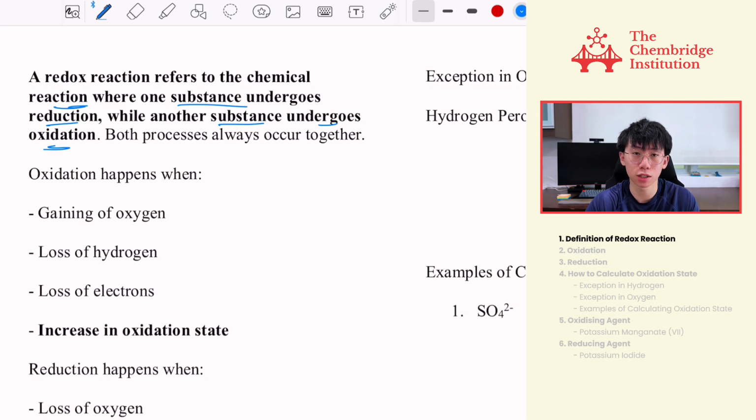So when we are answering questions that ask, how do you know this is a redox reaction? You have to explain, this is reduced, this is oxidized, and since oxidation and reduction take place in the same reaction, it is a redox reaction.